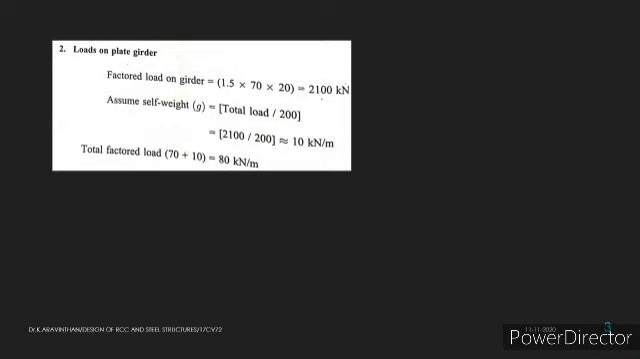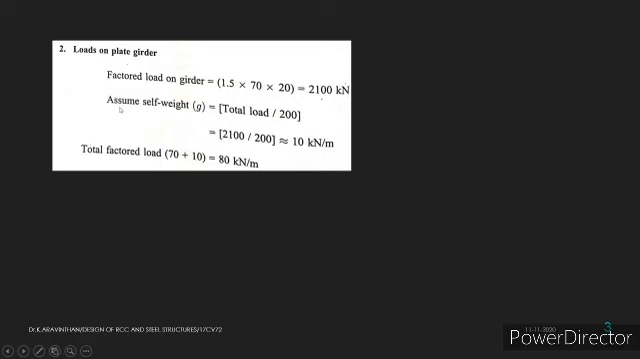Yes, let us start the design. What is the load which is coming on the girder? We know that 70 kilonewton per meter is the live load which is acting, and for a span of 20, we shall multiply these two components and arrive at a point load. What is this 1.5? This is the load factor. Code gives a load factor of 1.5. So we will be multiplying this. The total load which is acting on the girder is 2100 kilonewton.